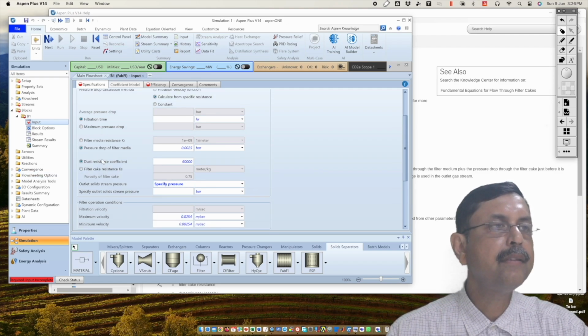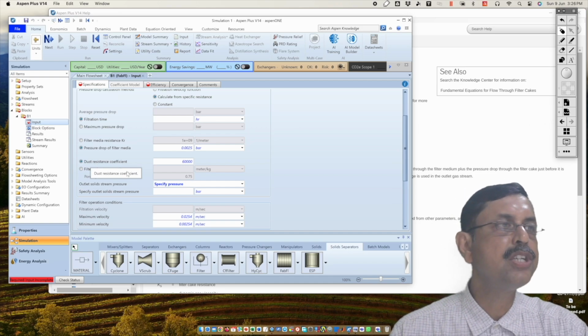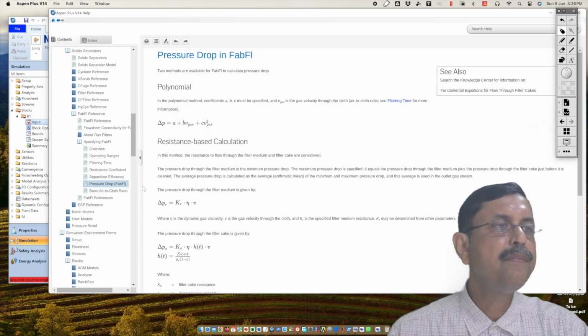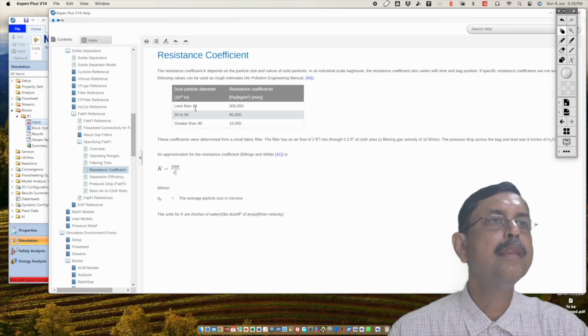And then this is the cake resistance. For the cake resistance, you can directly provide the information on the dust resistance coefficient. The dust resistance coefficient can be obtained from here. You can see the dust resistance coefficient.